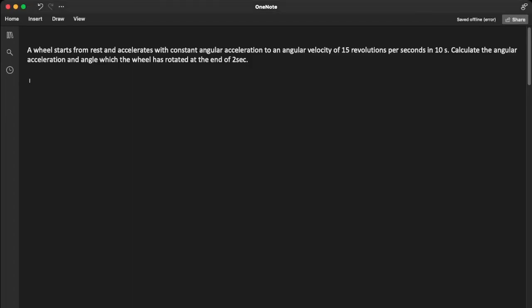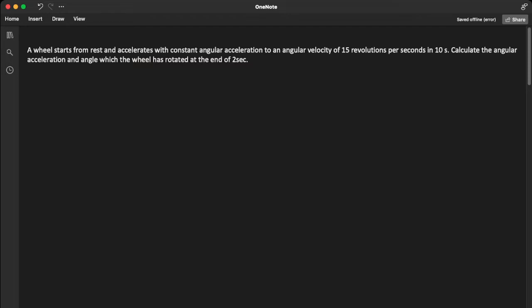Okay, we are here with some numerical questions on rotational dynamics of class 12. Our first question is: a wheel starts from rest and accelerates with constant angular acceleration to an angular velocity of 15 revolutions per second in 10 seconds. Calculate the angular acceleration and the angle through which the wheel has rotated at 2 seconds.